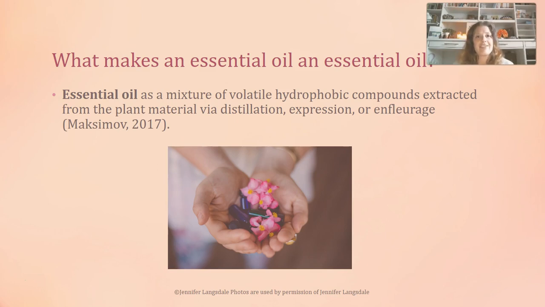Our professor this semester gave me his personal definition of what an essential oil is, because I was a little confused compiling all the different definitions that were out there from our various texts. He came up with: an essential oil is a mixture of volatile hydrophobic compounds extracted from plant material via distillation, expression, or enfleurage. I really appreciate that definition because it brings together the fact that essential oils come from plant material, but also how they are taken from the plant and turned into the chemicals that we use, called essential oils.